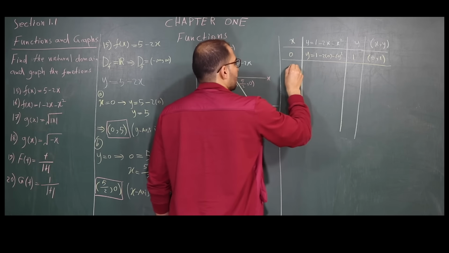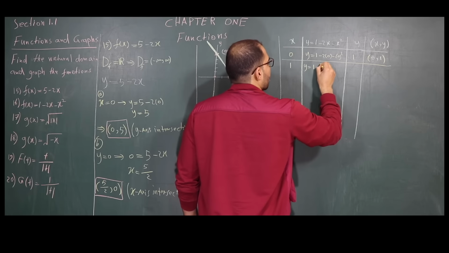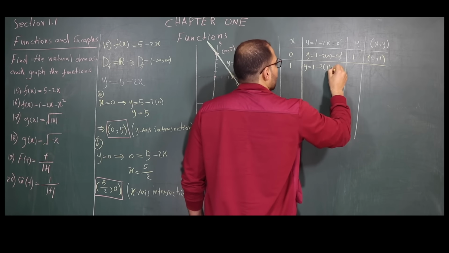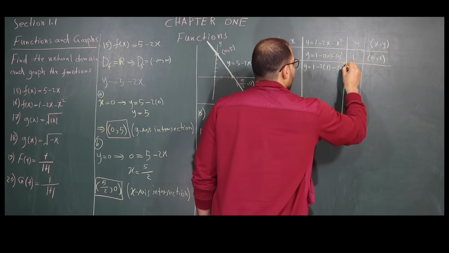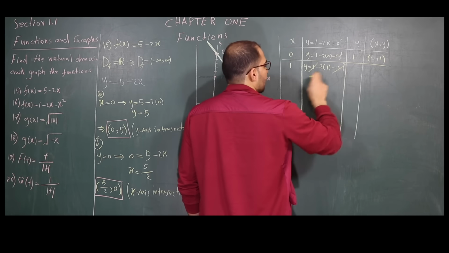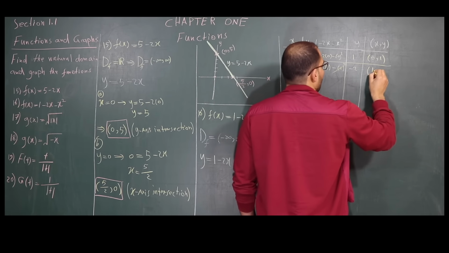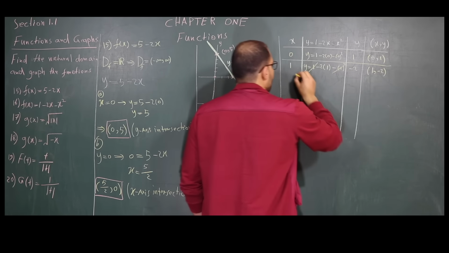This is the first point. The next one, I'm going to choose 1. y equals 1 minus 2 by 1 minus 1 squared. So the result will be minus 1 with a plus 1, and the result will be minus 2. So the point will be 1 and minus 2. This is the second point.